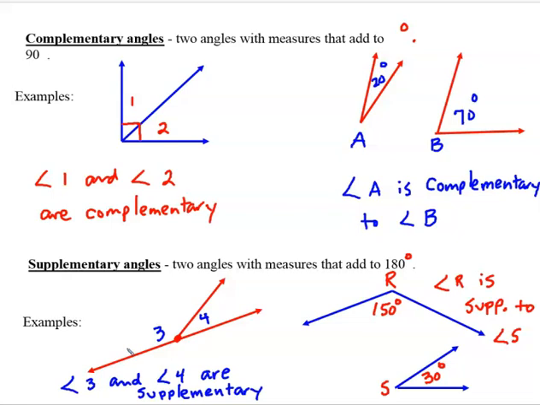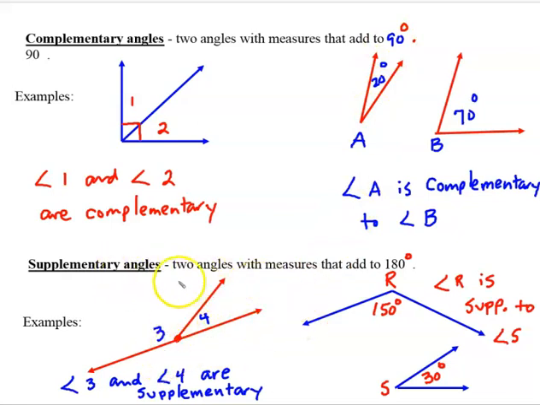Okay, complementary angles, two angles that add together to equal 90 degrees. And so here are a couple of examples, angles 1 and 2 in this picture. You can tell this is the symbol for 90 degrees. So if you add those two together, they come to exactly 90. And then here's another example. Just because these two angles are not adjacent, it doesn't mean they can't be complementary. We could say that angle A is complementary to B or vice versa, as long as the two angles add together to equal 90 degrees.